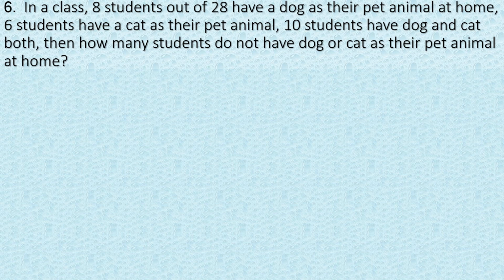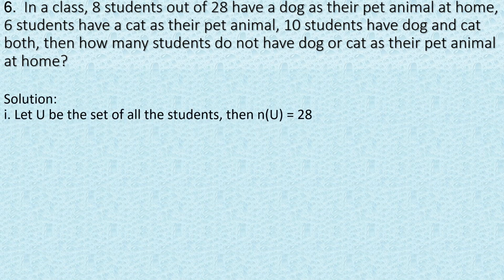Question is, how many students do not have dog or cat as their pet animal at home? So let us start with what is given. U be the set of all students. So how many students are given? 28 total. So n of U, universal set, n of U is equal to 28.